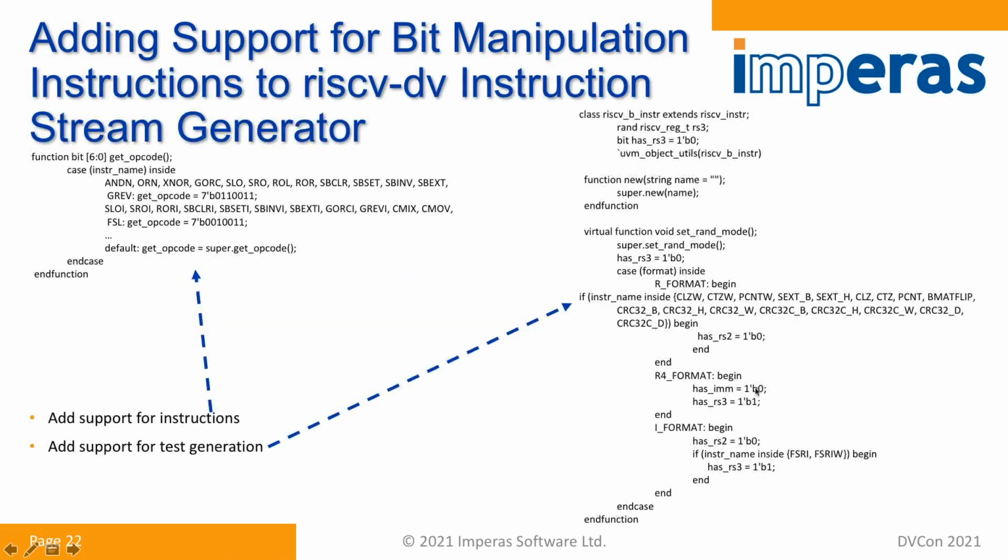One of the things that was needed here is to add in support for the bit manipulation instructions into the Google instruction stream generator. And here we show support for adding the bit manipulation instructions into the code, and then the test generation portion of that.